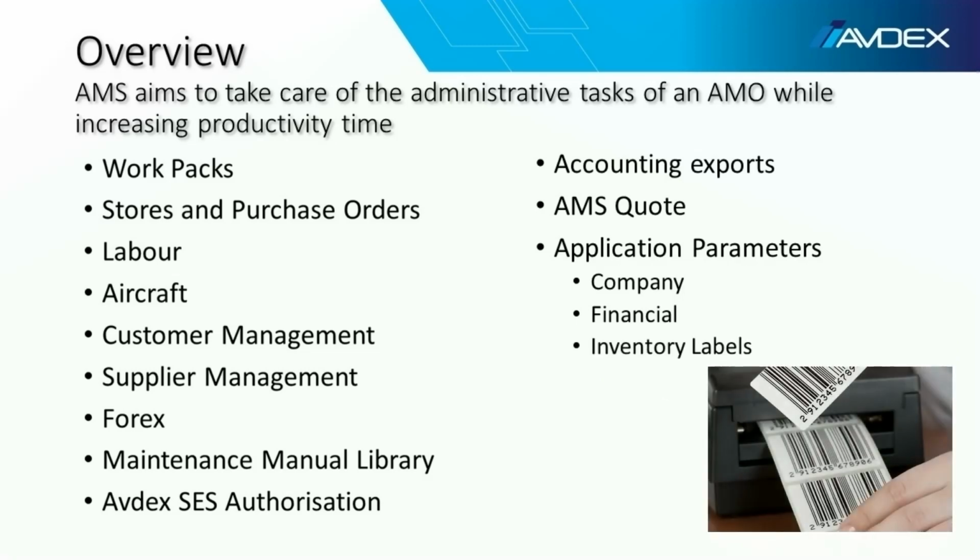Inventory labels. The inventory labels are unique to each part batch received. Inventory labels have a barcode linking it to the exact inventory item in the store. All other relevant part information is included on the label to assist with the tracing of parts.